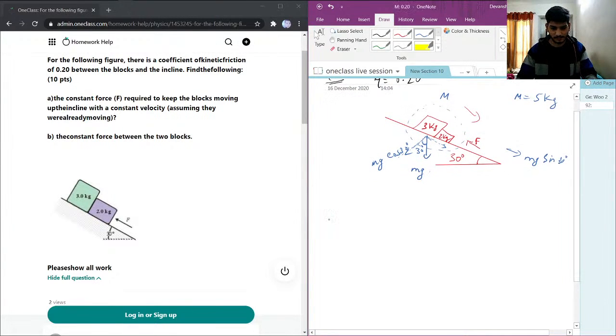Now we can see that. So let's just draw the force diagram.